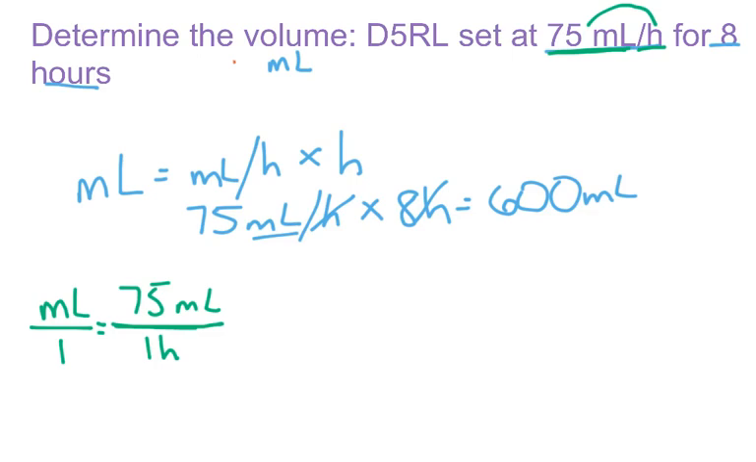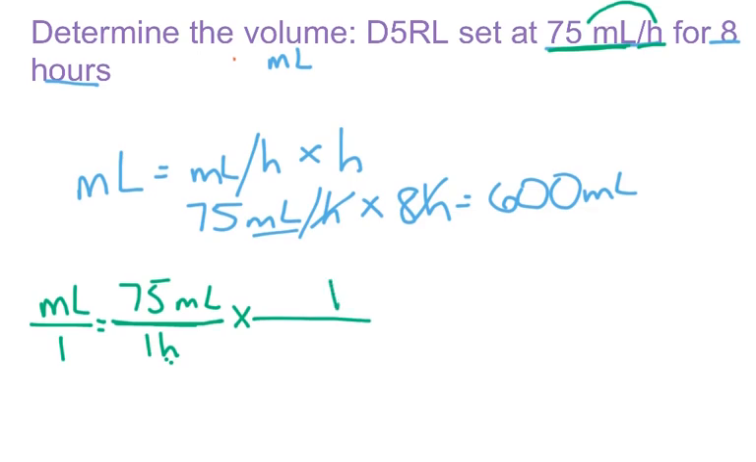Okay, but I don't want hours. I have hours, but I just want a 1 at the bottom. So I'm going to get rid of my hours. So I go back up to my problem, and the only thing I have left is 8 hours. And that's the only thing left, so you put it over 1. You can check yourself. Yes, I started with milliliters, and I ended with a 1. The hours cancel, and you still get 600 milliliters.